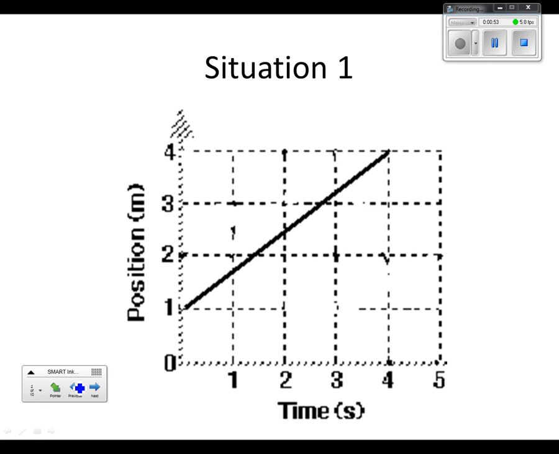So to calculate the velocity, we find the slope of our position versus time graph. So it goes up 3 and over 4. So that's 3 meters in 4 seconds. So this thing is going with a velocity of 0.75 meters per second for the duration of the 4 seconds. We know that it's the same because the slope never changes here.